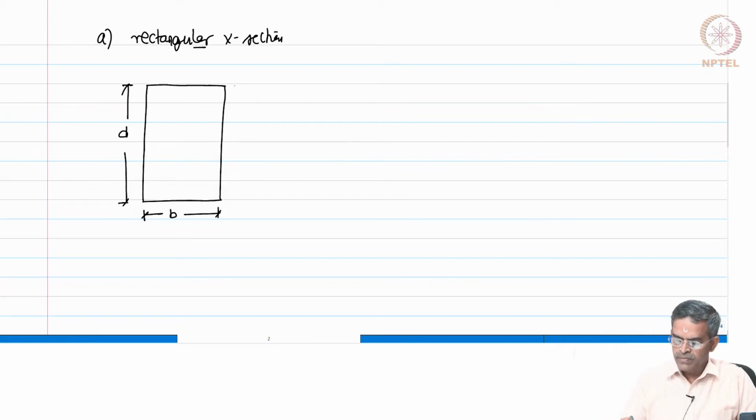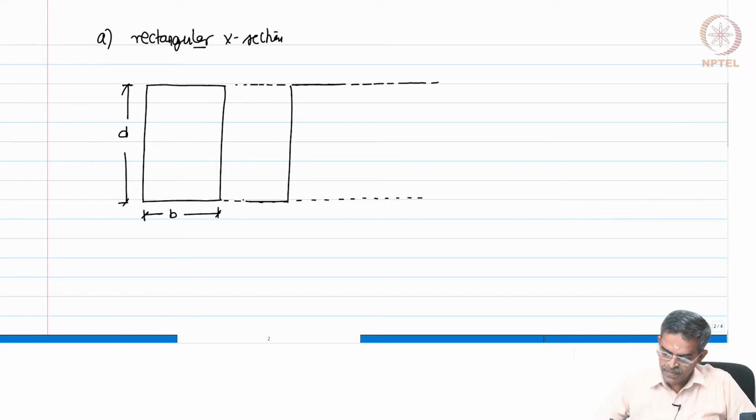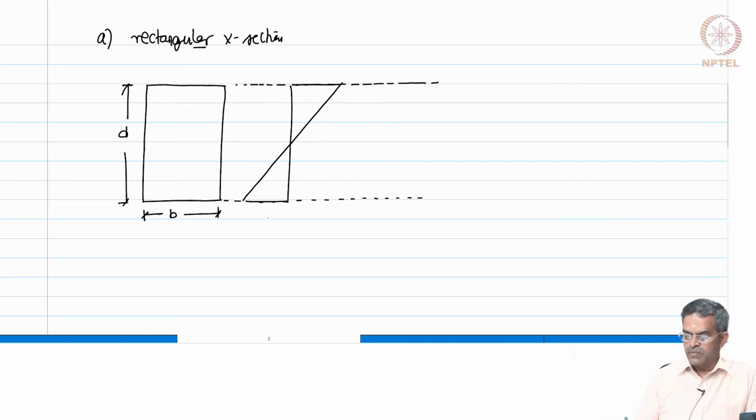Let us draw the stress diagram at elastic state and plastic state. This means elastic state, because only the extreme fiber is yielded. As usual, this is my compressive force and tensile force. This is my sigma y.